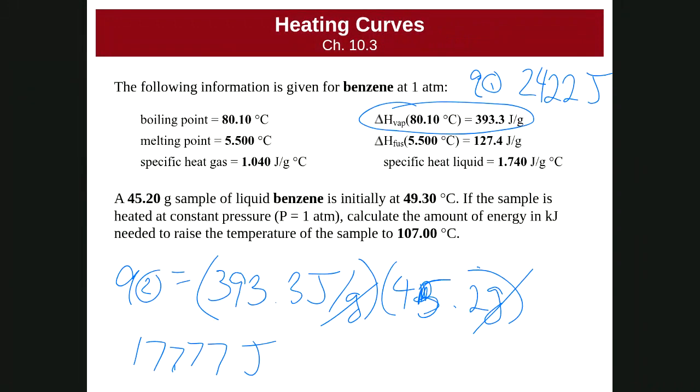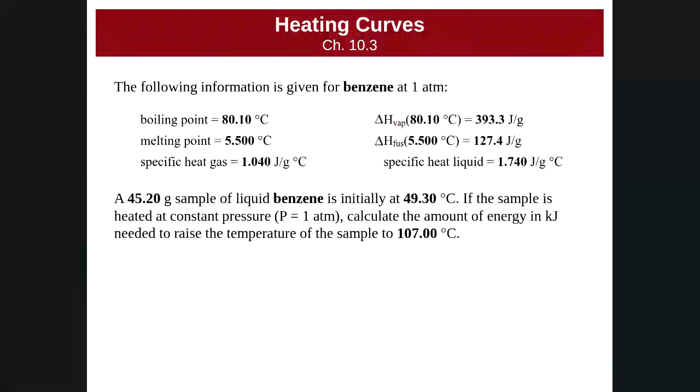All right. So we've got 2,422 and 17,777 so far. We need one more. So our Q1 was 2,422. Our Q2 was 17,777 joules. All right, one more.